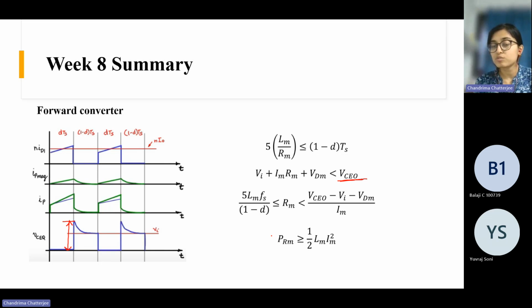You also need to know the power rating of the resistance, right? So what is the power rating? The power rating should be at least half Lm Im square, because this is the current Im. So the energy stored in the inductor at this point is half Lm Im square, right? So your resistance power rating should at least be half Lm Im square or greater than this.